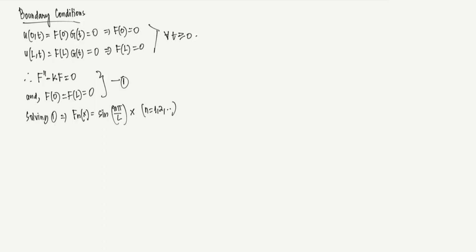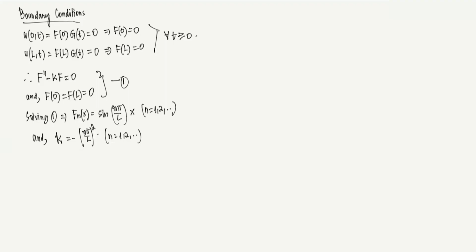And what are the eigenfunctions? The f_n's are these, and these are the eigenfunctions corresponding to the eigenvalue. The eigenvalue which you have, that is k, right? So k will be minus (n pi by L) squared. That's your eigenvalue, and of course n equals 1, 2, and so on.